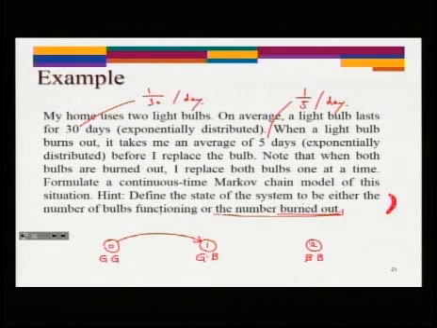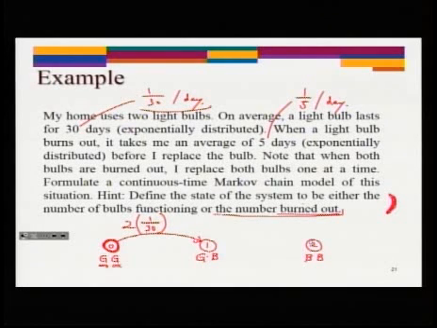The failure rate of the light bulb. What is this? It's 1 over 30, right? Per day. But the thing is, in this state, how many bulbs are in good condition? Two of them, is that right? So both of them have the same failure rate. That's why you need to multiply by two. Does that make sense?